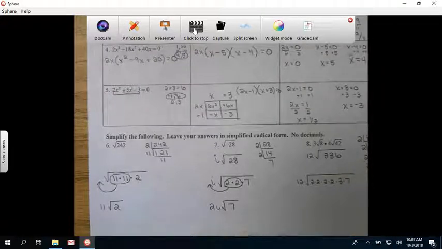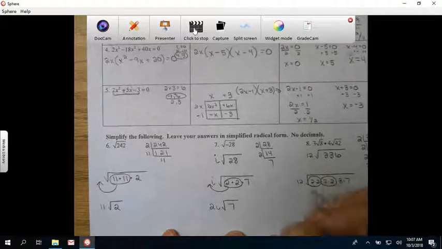But remember, I'm looking for pairs. So here's a pair of 2's, and here's a pair of 2's. So I actually get to bring 2 pairs out. So I have 12 times 2, which gives me 24. And then I have 24 times 2, which gives me 48. And then I still have a 3 and a 7 underneath, so a 21.